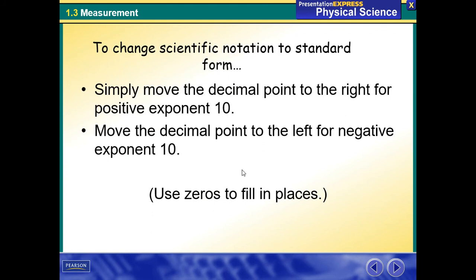Now, putting things in scientific notation is awesome, but I feel like you should also know how to take it out of scientific notation and put it in standard form. So what you need to simply do is move the decimal point to the right if you have a positive exponent. In other words, you want your number to get bigger, and you move your decimal point to the left for any negative exponent because you want your number to get smaller. If you move your decimal point and there's any blank spots, use zeros to fill these in.